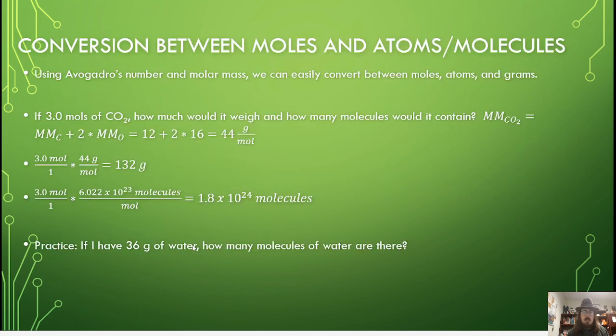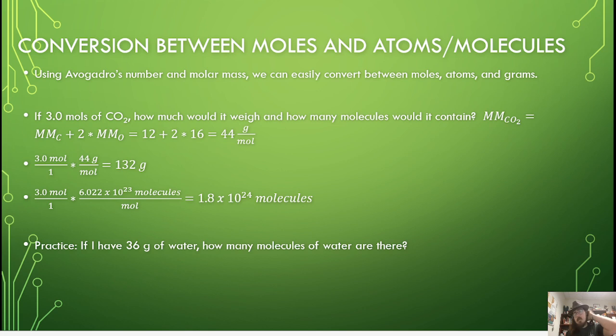Now, here's an example of doing just that. We can use Avogadro's number to convert from molar mass to moles to atoms and back and forth. So if I have 3 moles of carbon dioxide, how much would it weigh and how many molecules would it contain?